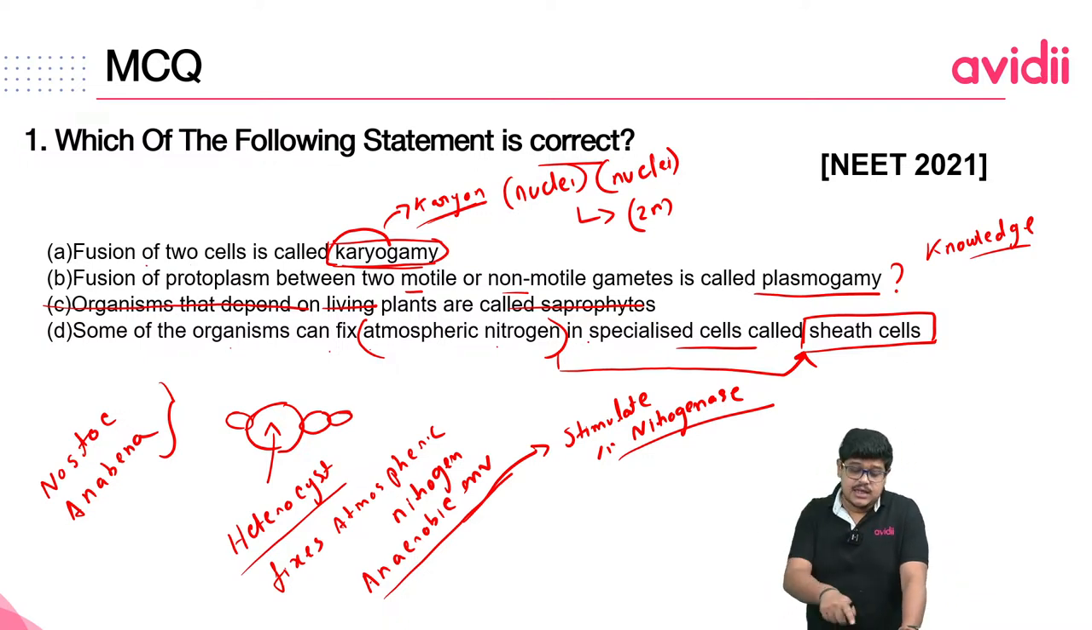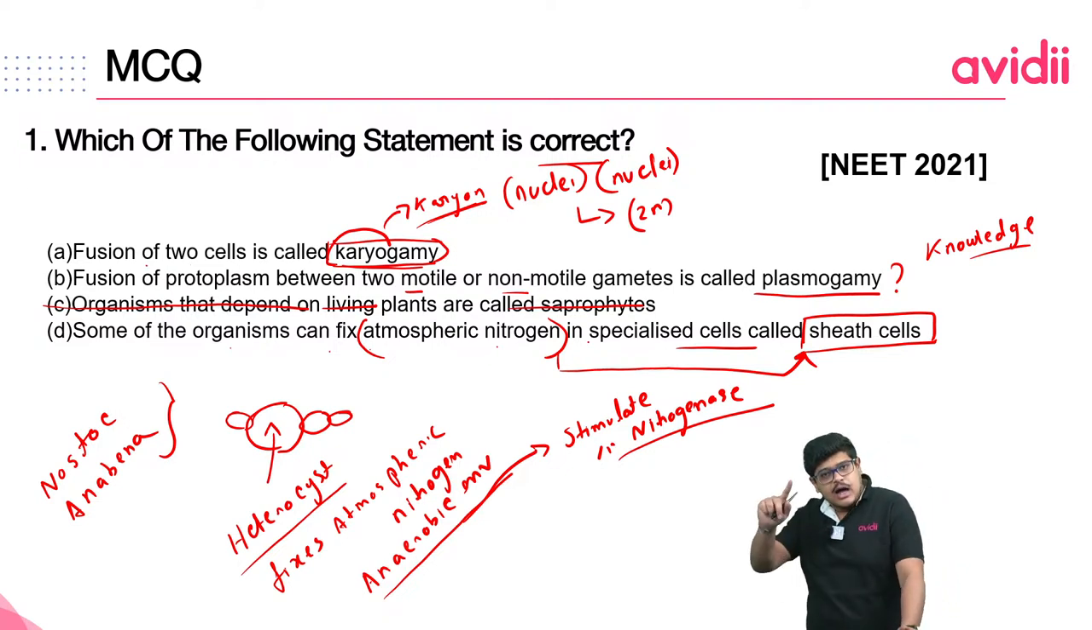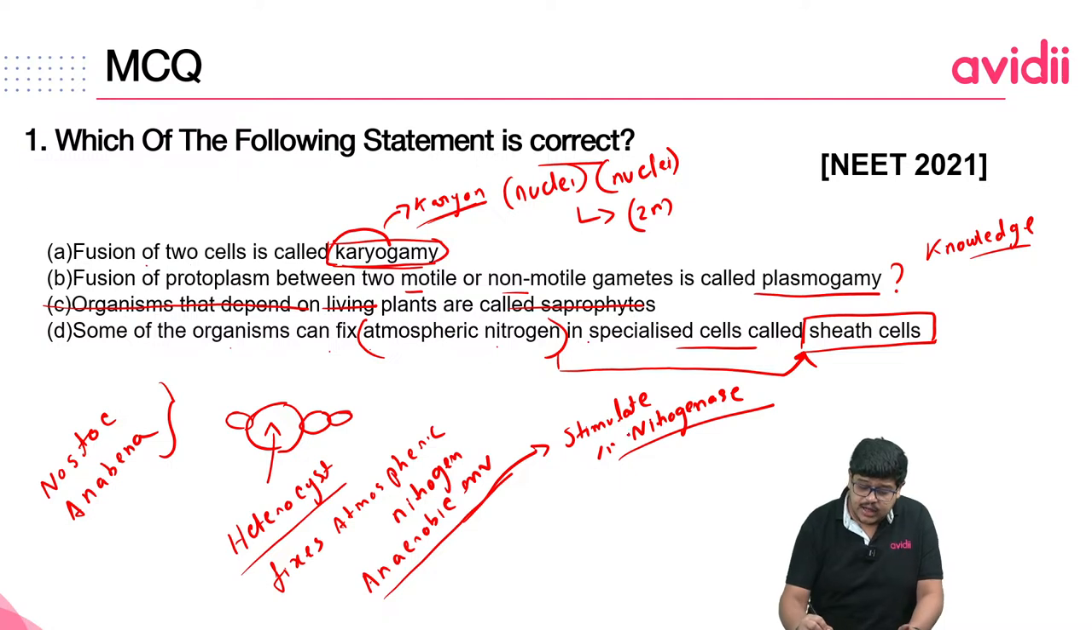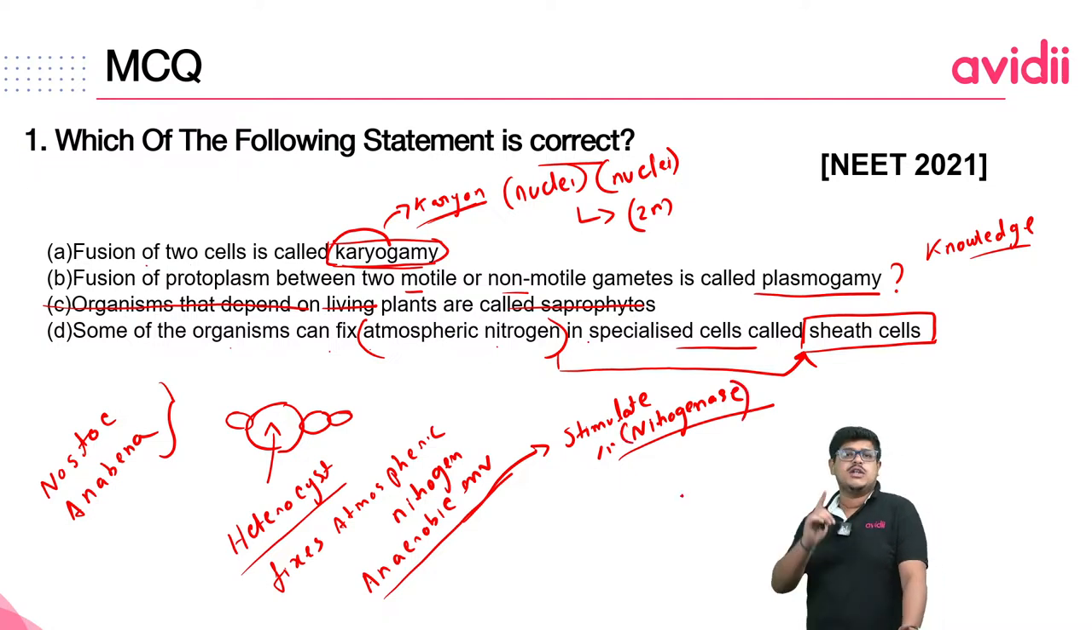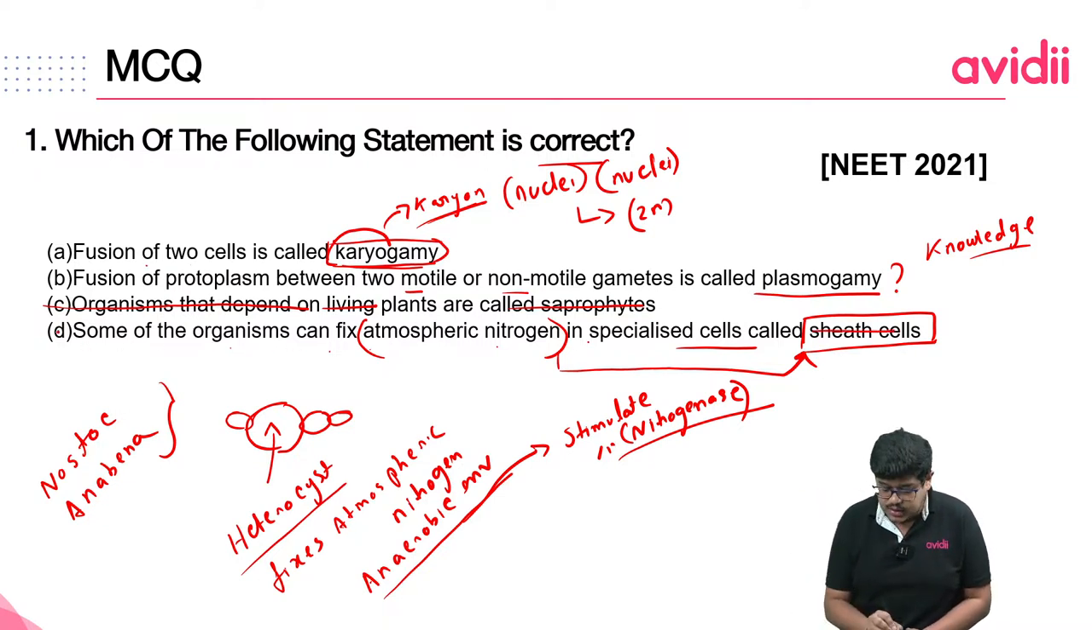अब बात आ सकता है कि हेटरोसिस्ट क्यों, बाहर का वेजिटेटिव सेल्स में क्यों नहीं? द आंसर इज दैट इन द आउटर वेजिटेटिव सेल्स देयर ऑक्सीजन प्रेजेंस इज देयर, एंड ऑक्सीजन वोंट अलाउ द स्टिम्यूलेशन और द प्रोडक्शन ऑफ द नाइट्रोजिनेज, देयर बाई स्टॉपिंग द नाइट्रोजन फिक्सेशन. सो वेरी इंपॉर्टेंट, हेटरोसिस्ट इसके लिए है. तो ऑब्वियसली अगर ये है तो शीत सेल्स तो नहीं होंगे, ये ऑप्शन कट हो गया.